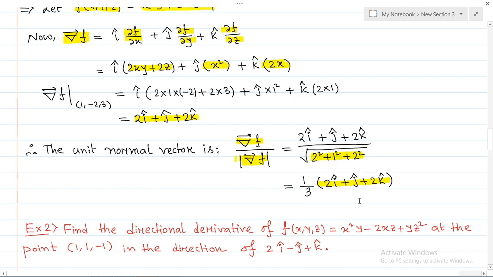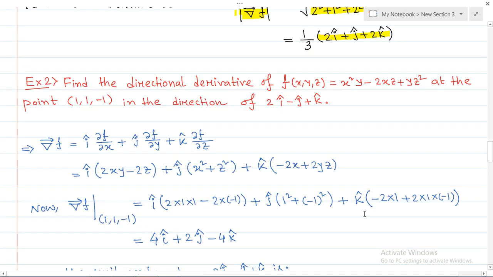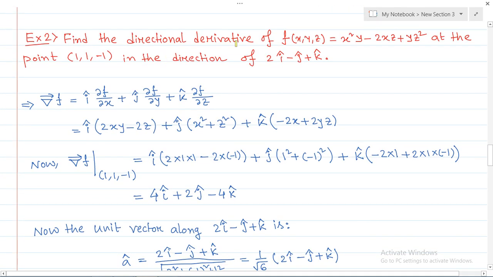Now let us come to the next problem. It says: find the directional derivative of the function f(x,y,z) = x²y - 2xz + yz² at the point (1, 1, -1) towards the direction of 2i cap minus j cap plus k cap. How to find this? I have already told you in this video lecture how to calculate the directional derivative. For the formula we need to calculate the gradient of f. So grad f equals i cap ∂f/∂x plus j cap ∂f/∂y plus k cap ∂f/∂z.